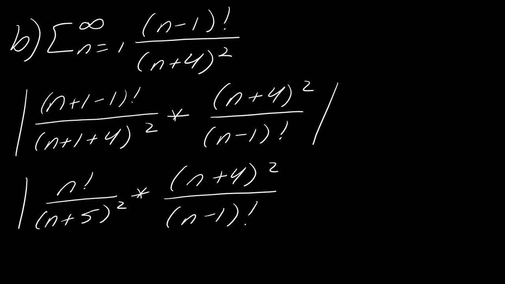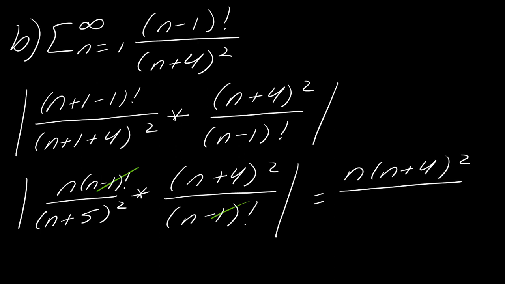Now, knowing how factorials work, if I blow out n factorial, what's the next term? The next term would be n minus 1. I can actually just write this as n times n minus 1 factorial, which allows me then to cancel out these factorials. Okay, so then I'm left with n times n plus 4 squared over n plus 5 squared. And I can really drop the absolute value here since the limit is going to infinity anyways, so it's all going to be positive.